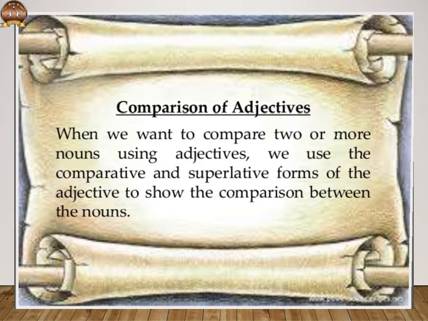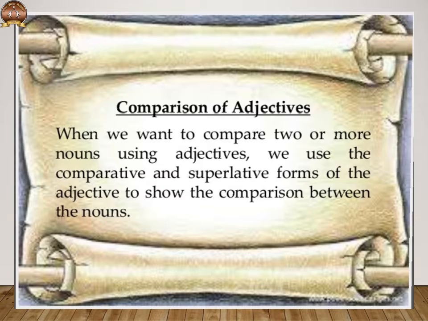describing words, right? Adjectives, they describe noun and pronoun, and adverbs, they describe verb, adjectives and another adverb. So whenever you describe something, there is bound to be comparison. So we are going to study comparison of adjectives. Whenever we want to compare two or more nouns using adjectives, we use comparative and superlative forms of the adjective to show comparison between the nouns.